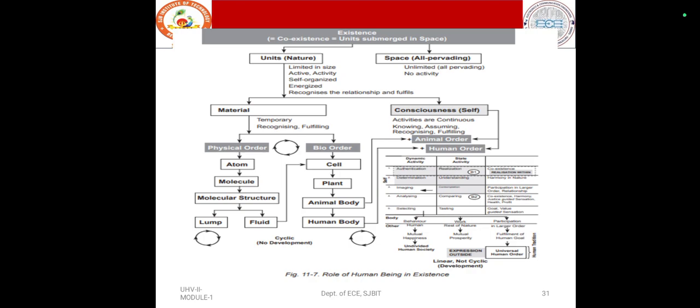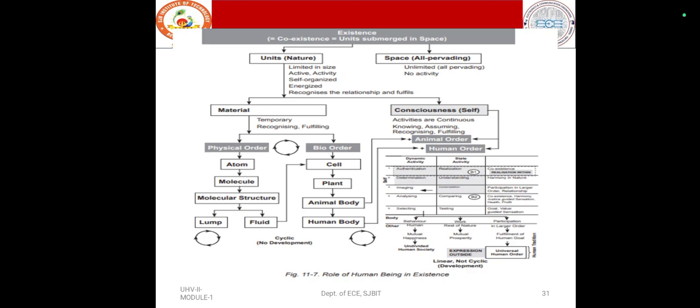A self may get associated with an animal body. We see a vast variety of animals and birds. It may also associate with the human body. Like this, we can classify all the units into four orders. So, classification of these material units: materials can be classified into two orders, physical order and bio order.